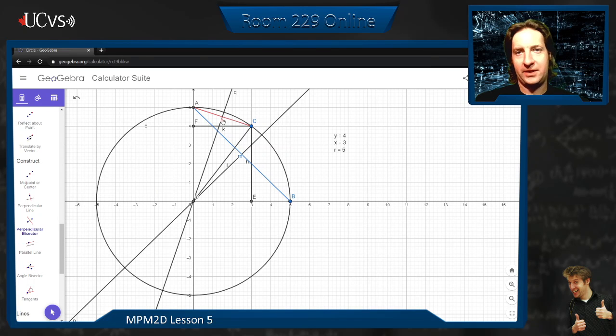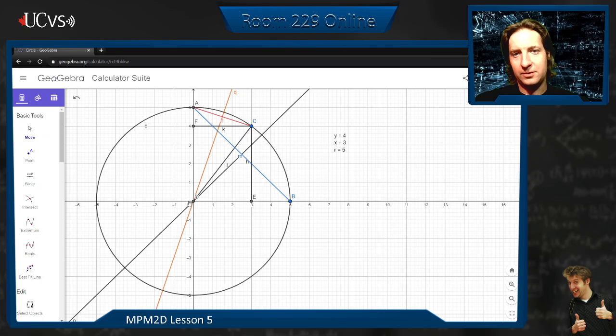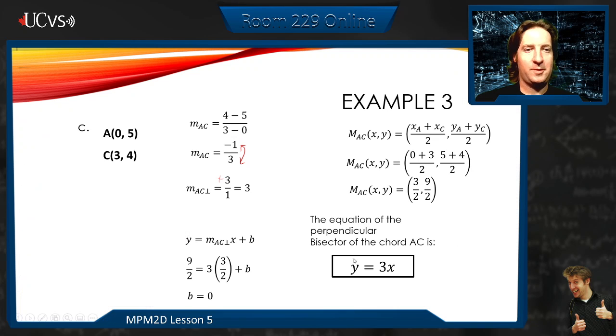Let's take a look. So this is my chord AC. This orange line is the perpendicular bisector of AC. And it goes through 0. So the y-intercept is 0, and its slope is over 1, up 3. See that? Over 1, up 3. So y equals mx plus b, so that's going to be y equals 3x plus 0, or just 3x, which is what we got here.